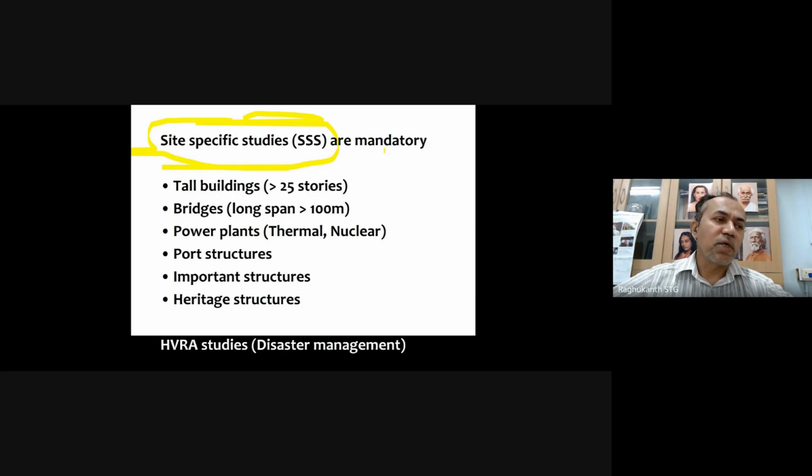Here also there was a huge inconsistency, because site-specific studies are properly based on statistical approaches. But when you compare them with our IS codes, which were developed from past damages, many inconsistencies used to come. Another thing is that NDMA wants to carry out HVRA studies, the hazard, vulnerability, risk atlas kind of studies. There, the old code was a little difficult to integrate into these HVRA studies. So this was also one of the reasons why the zone map has to be revised.